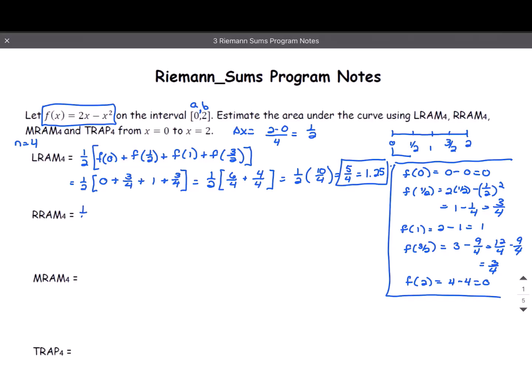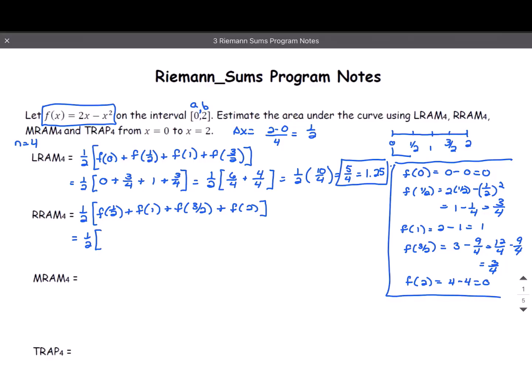Now we're going to do the RRAM. Each delta x is the same, it's 1/2, so I'm going to factor it out. Now for the RRAM, we use the right endpoint. So from 0 to 1/2, 1/2 is on the right. We're going to substitute that into the function. From 1/2 to 1, 1 is on the right, so we substitute that in to find the height. From 1 to 3/2, 3/2 is on the right, so we substitute that into the function to find the height. And from 3/2 to 2, 2 is on the right, so we substitute that into the function to find the height.